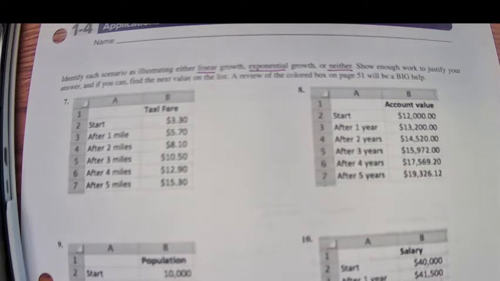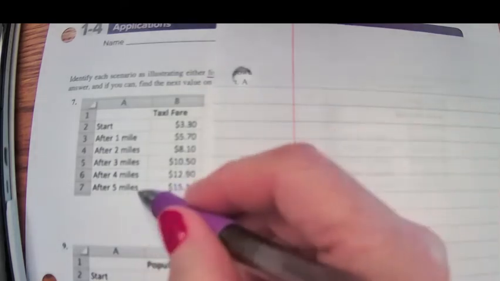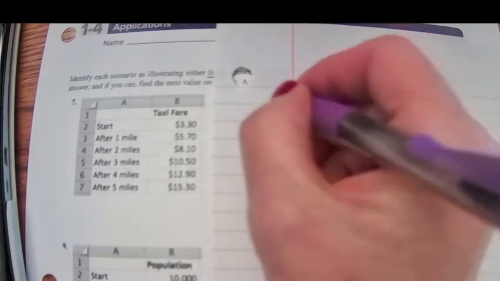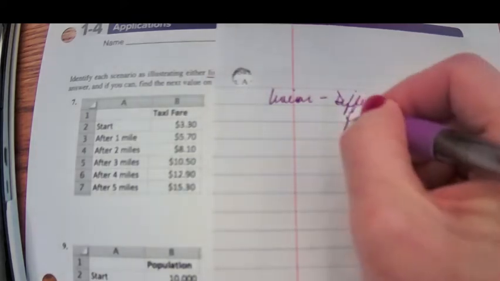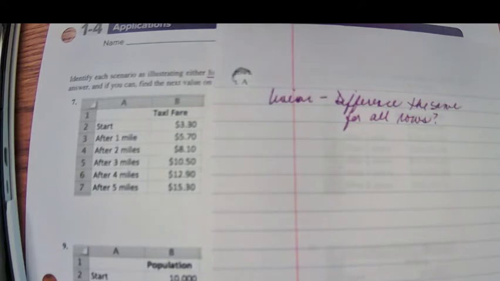Okay, so this is where we would want some extra paper here. Let's look at question number 1, scenario 1. The best way to do this is to start at the bottom and work your way up. This is actually miles, not years. So let's check for linear. Is the difference, which is subtraction, the same between all rows? If the difference is the same between all rows, then it is linear growth.